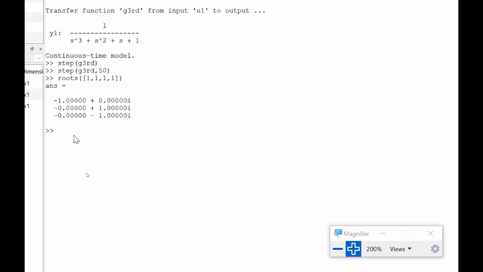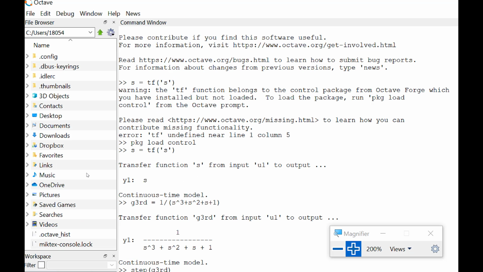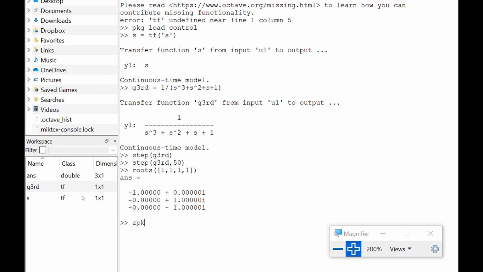So there's a function called ZPK, and what that stands for is zeros, poles, and K. You put your zeros, your poles, and your K in as 3 arguments. I don't have any zeros, so I just put in an empty array. Then to put in my poles, we have one pole at -1 like we have above, and then we'll put in a -1 plus j times 1.